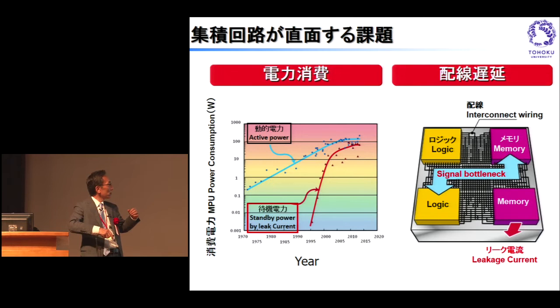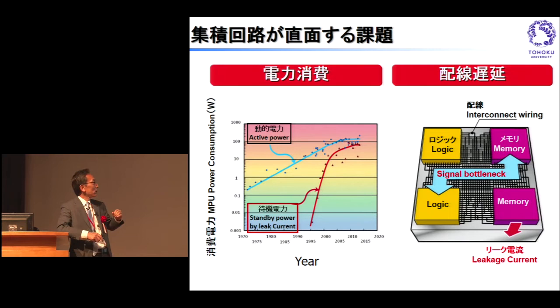This is the year, the horizontal axis. So as time advanced, the consumption of power increases. The active power is necessary to process information. So this by definition has to be accepted. But look at the standby power. The power is necessary even if it doesn't do anything. The VLSI, the LSI turns on and off the power. Even when the power is off, the consumption of power is very high. So we cannot turn it off completely.